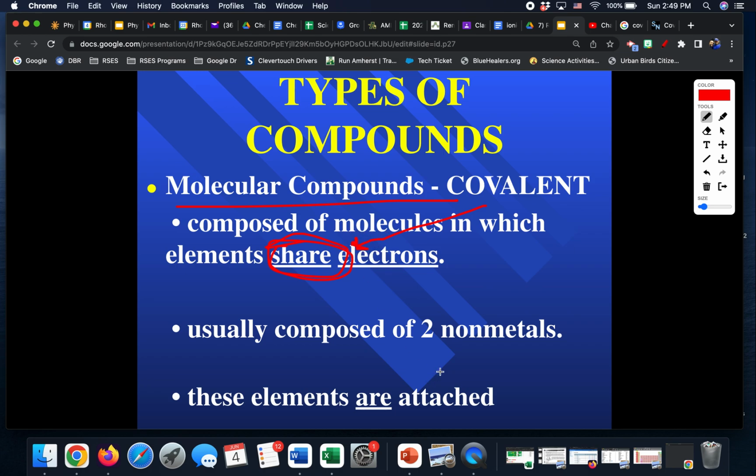to that full octet, that full outer energy level, and much more importantly, they form between two nonmetals. It's because both of these nonmetals need electrons, so they can't just lose and gain them like ionic compounds. They're going to have to share them. And because they're sharing them, they actually are attached, unlike ionic, which really just overlap because of their charges.